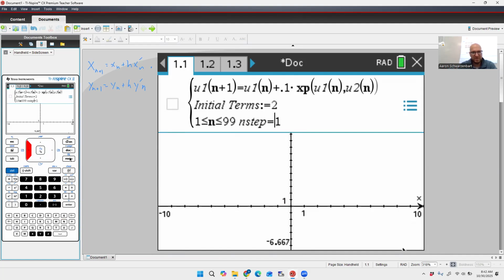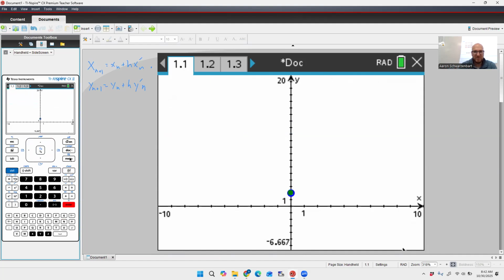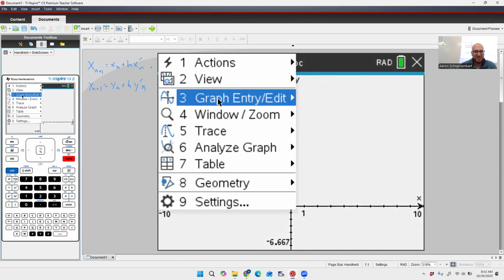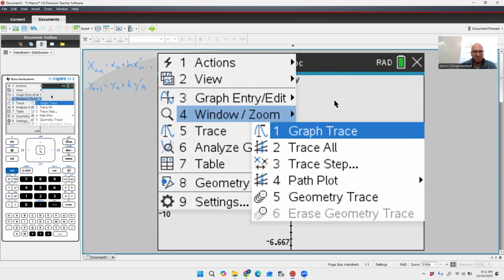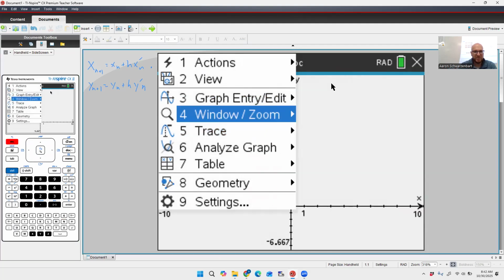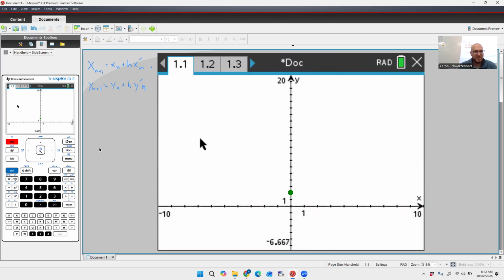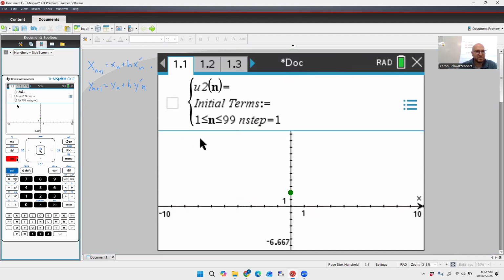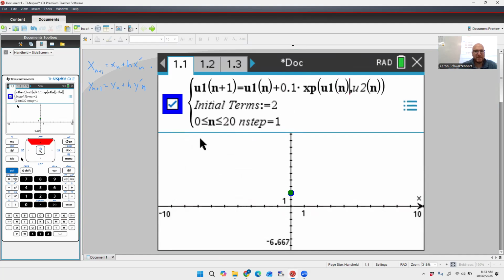Hmm. Initial value of X was 2 from 0 to 20. And it's not going to work with that. It's not going to do anything because I don't have U2 defined yet. But so all I'm doing, do you see the translation from here to here?